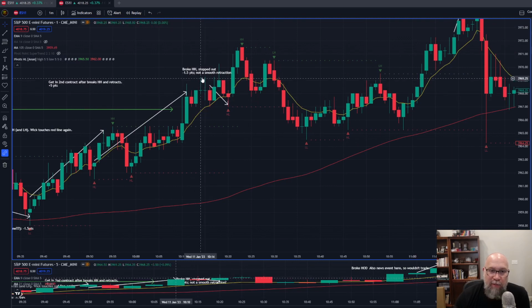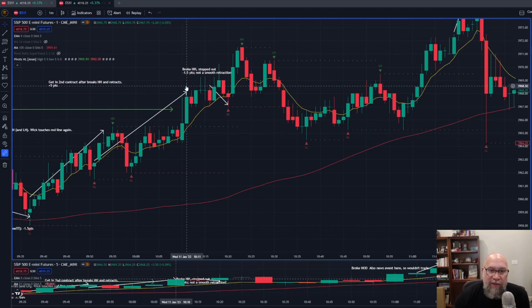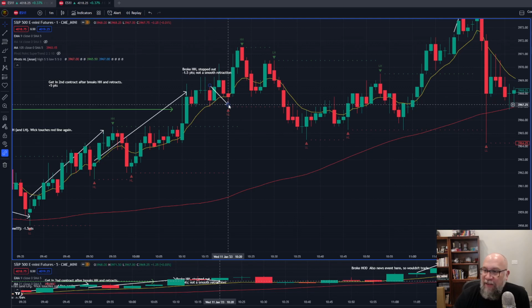It's trying to push up more, and it's got some tall wicks on the top of these candles. So we did break the higher high, but during our retraction, we went higher than that. So maybe what it needs to be is, during that retraction, if we go higher, we wait for the next retraction back, which still would have been right here, and we still would have stopped out, but just barely, right? Like here we got in at 39.68.75, and we stopped out at 39.67.25, but it only went a quarter point lower.